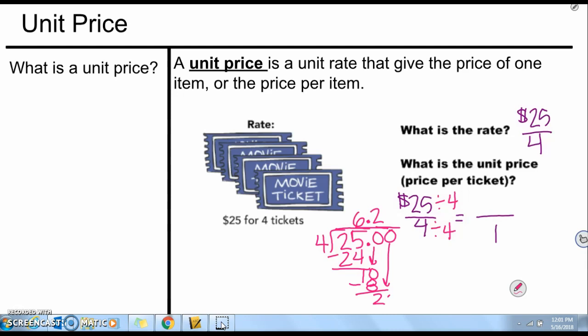We add another 0 and bring it down. 4 divides into 20 5 times. 5 times 4 is 20 with 0 left. So that means the cost is $6.25 for 1 movie ticket.